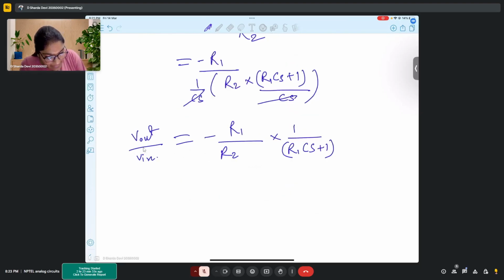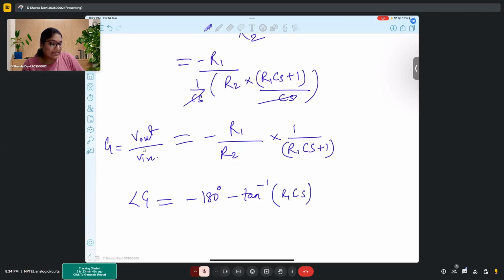So here, let's say this is my G. If I write the gain angle, the phase will be minus tan inverse of the imaginary part by the real part, right? No, minus 180 also, right? Minus tan inverse R1CS. Now if omega is 0, it is minus 180 degrees. If omega is infinite, then minus 270. Minus 270 minus of minus 180, it won't be 0 degrees or 360. They wrote that only in the solution manual.